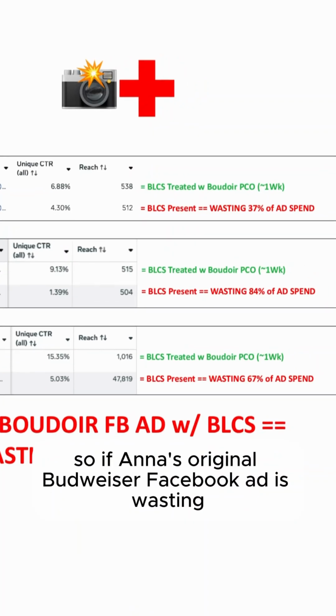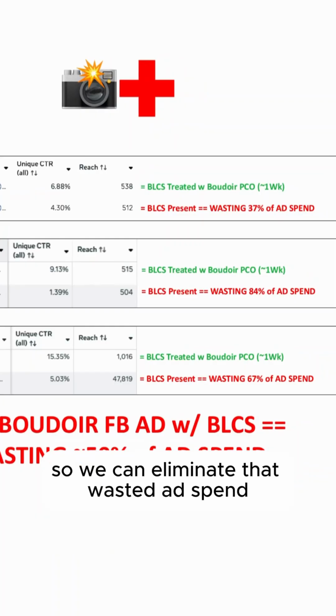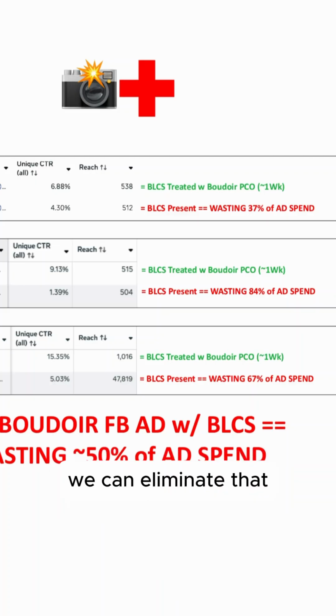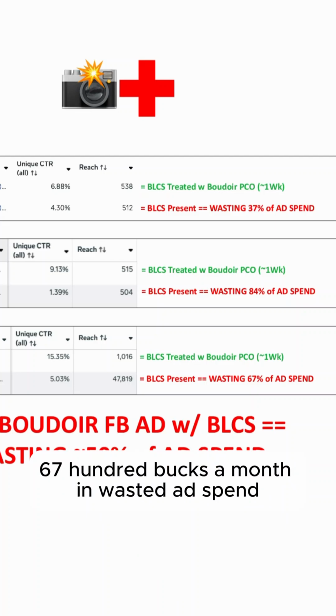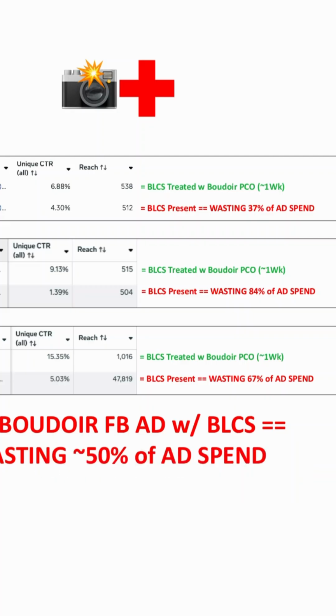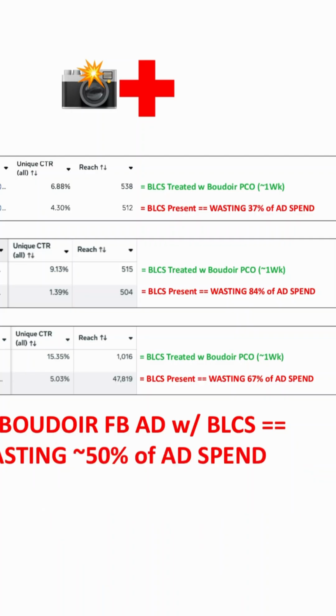So we found out his original Boudoir Facebook ad is wasting 67% of his ad spend. So we can eliminate that wasted ad spend. If you're spending 10 grand a month in Boudoir Facebook ads, we can eliminate that 6,700 bucks a month in wasted ad spend, and you can pocket that. It's like 80 grand over the next 12 months.